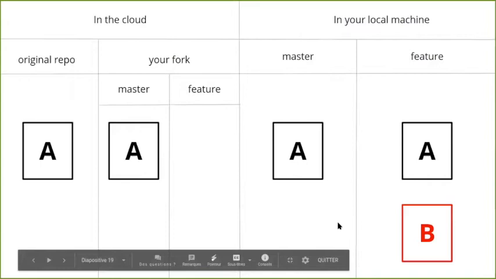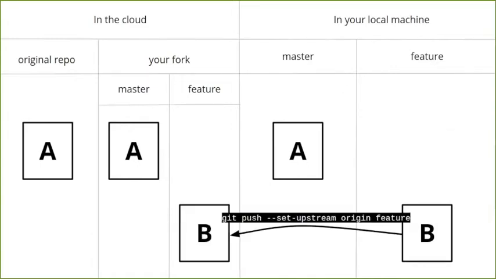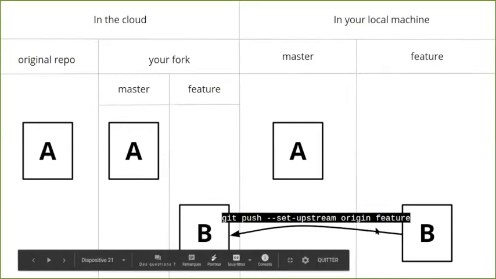Then you're going to push that branch to your distant repo, but to your fork of the repo. And to do that, you do git push origin feature. The reason I put the set upstream is because the first time that you push a branch, you need to set it upstream so that you don't have to specify the branch name every time after that, and you can just use git push. But this is a small feature.